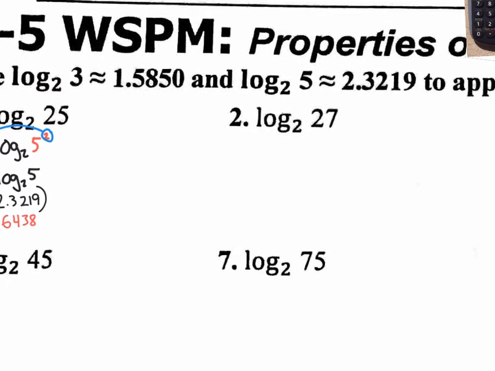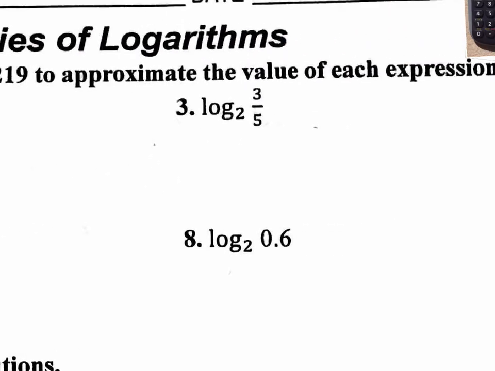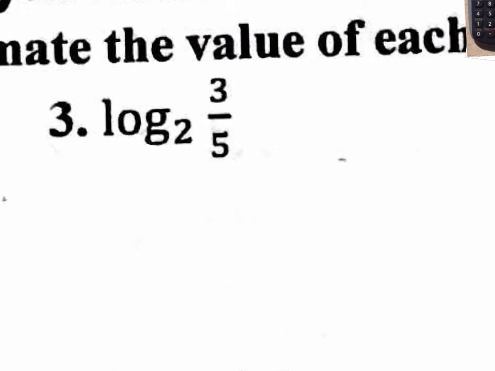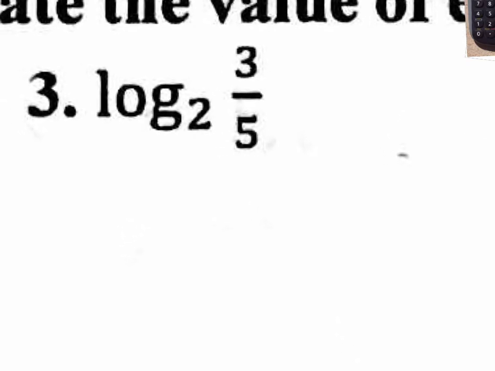So, for example, let's jump to this one. What property do you think we're going to use on this guy? The quotient property, right? Now there's the product property, which means multiplication. There's the quotient, which means division. And there's the power. Do you see any powers right here? No. Do you see any multiplication? Not really. You have division. It's really a fraction, 3 divided by 5.